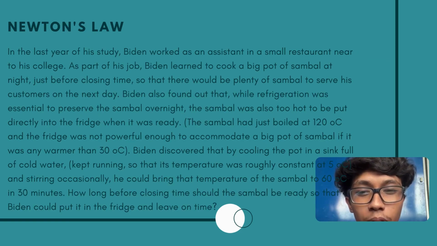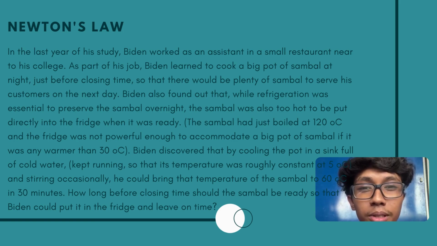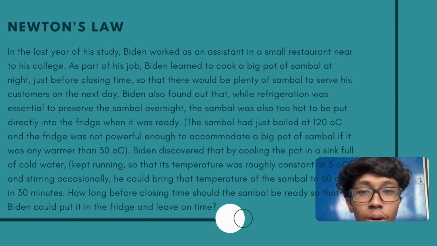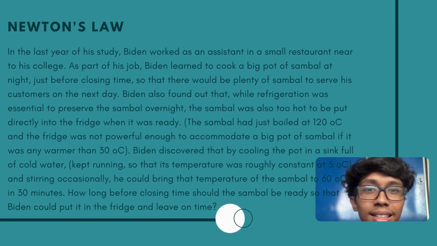Bismillahirrahmanirrahim. Assalamualaikum warahmatullahi wabarakatuh. My name is Rafi Iskandar bin Syahrul Alimi with matrix number AA21029. Today I'm going to present the problem statement of question 1, which is Newton's law. In question 1, it is stated that in the last year of his study, Biden worked as an assistant in a small restaurant near his college.